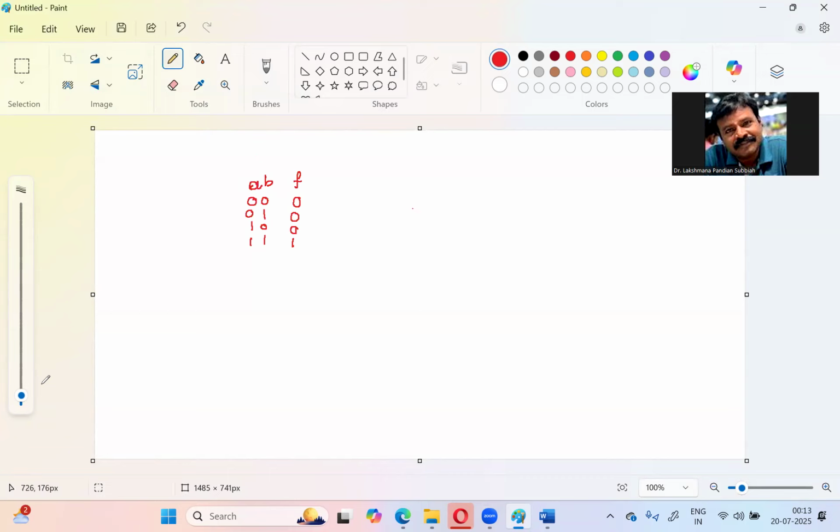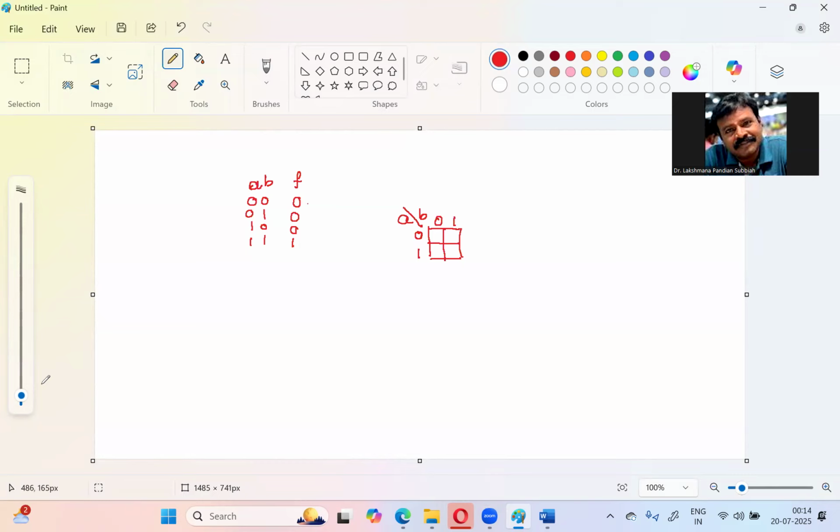Here we have A and B, so two variables are there. A in row and B in column. Now you draw the table. For A, we have two possibilities, 0 and 1. For B also, we have two possibilities, 0 and 1.